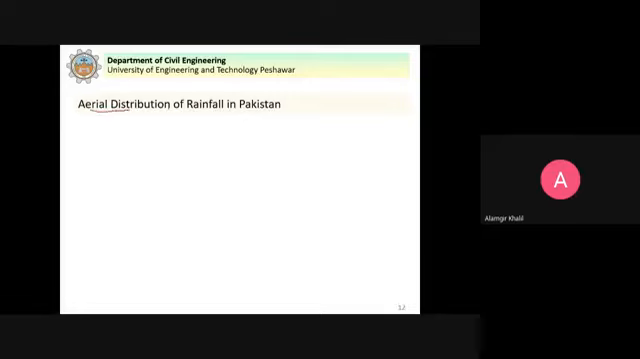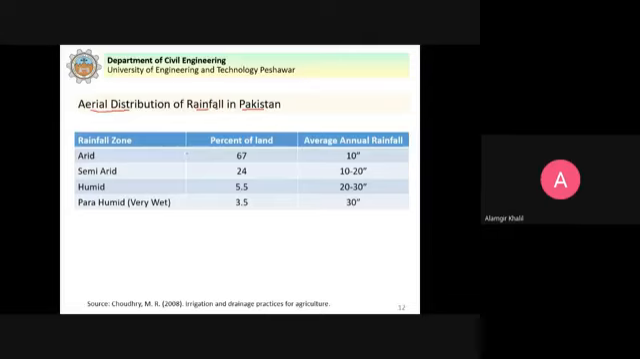Next, we have the aerial distribution of rainfall in Pakistan. You can see here the arid zone, where the average annual rainfall is 10 inches. It covers 67% of the land of Pakistan. Another 24% of the land of Pakistan is classified as semi-arid, where the average annual rainfall varies from 10 to 20 inches. So you can see that about 91% of the land of Pakistan is classified from semi-arid to arid land.